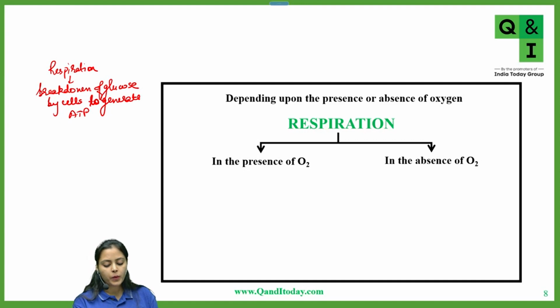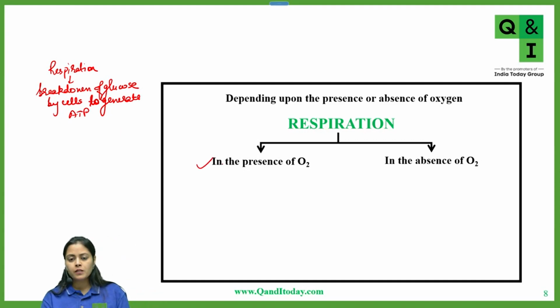Now this respiration can occur either in the presence of oxygen, mostly in humans. You can say the majority of respiration takes place in the presence of oxygen only. Very few times respiration takes place in the absence of oxygen. If the glucose is getting broken down in the presence of oxygen, then you call it aerobic respiration.